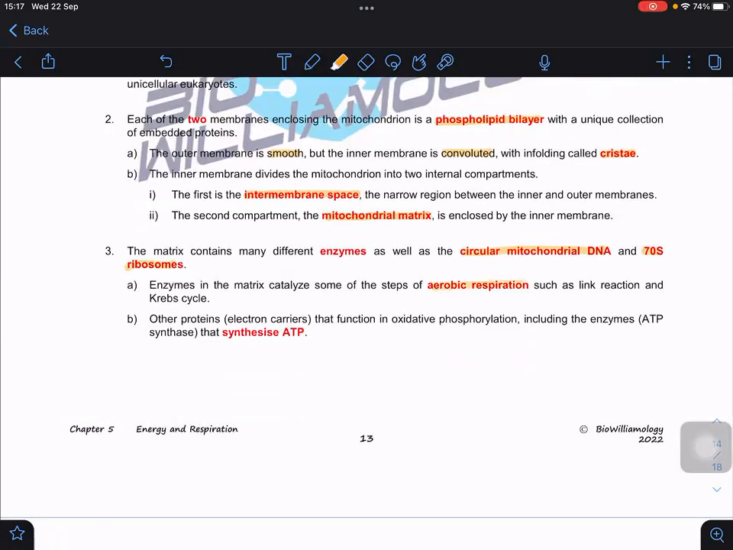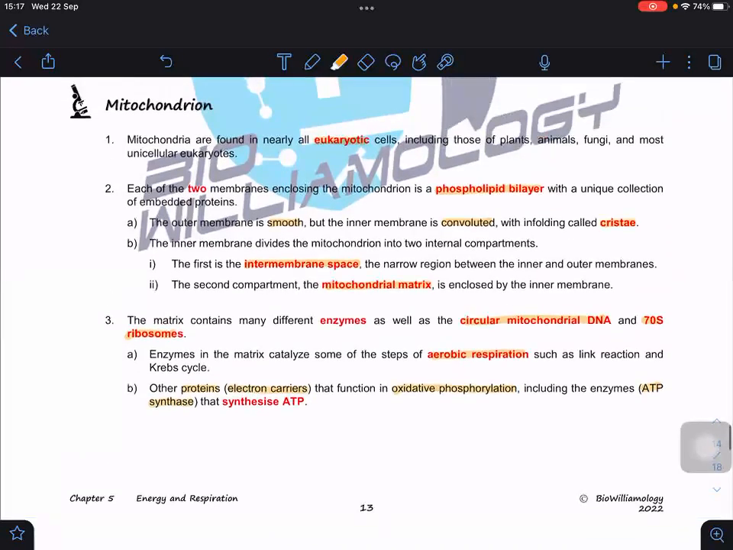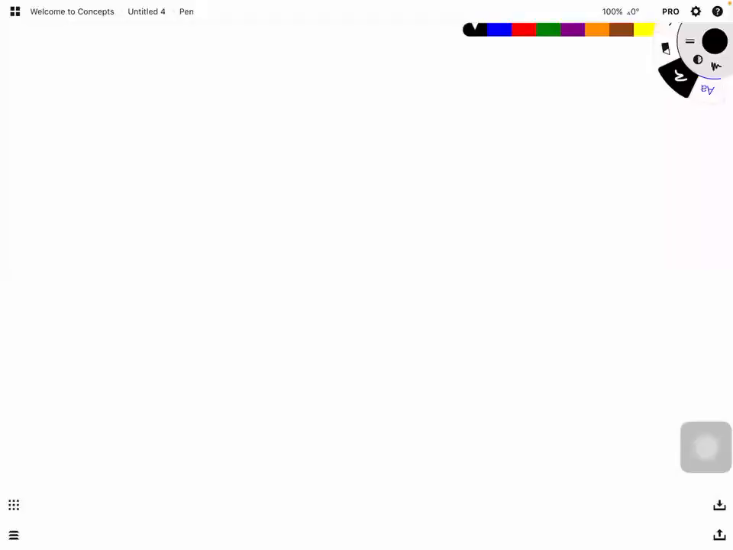For example, the enzyme we have learned, ATP synthase, synthesizes ATP, and we also have other proteins known as electron carriers that function during oxidative phosphorylation. Okay, so this is the general overview. Let me show you more detailed parts, and then I will conclude for these reactions and also the mitochondria. Okay, so let's go for the brief one first.